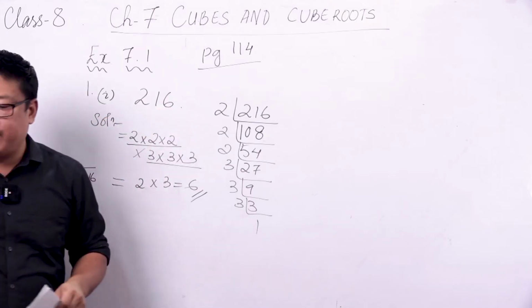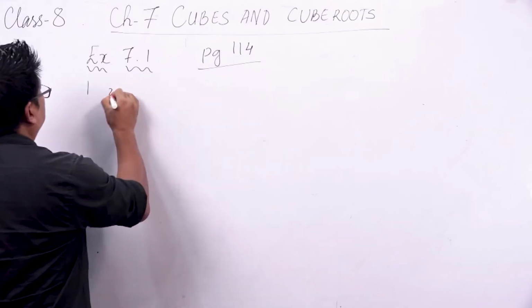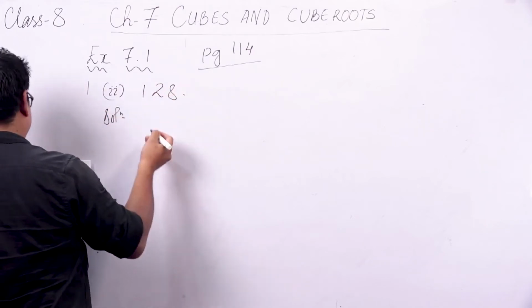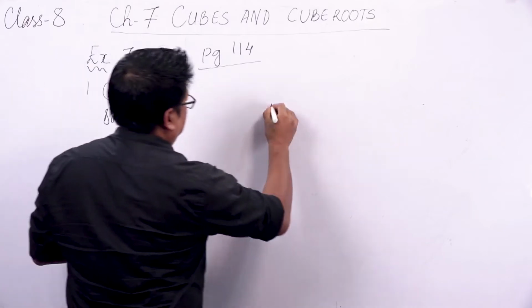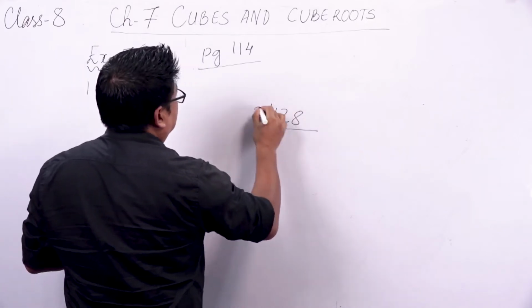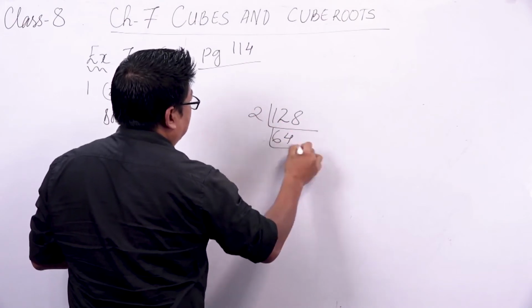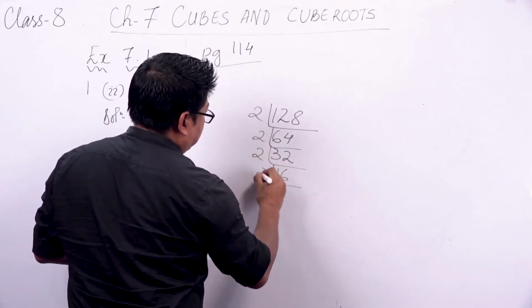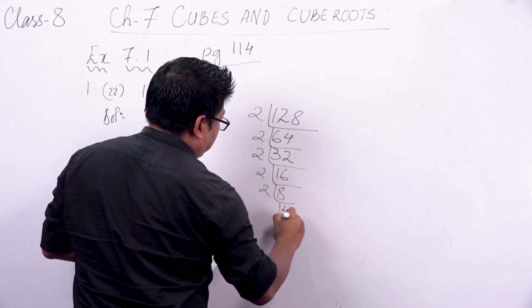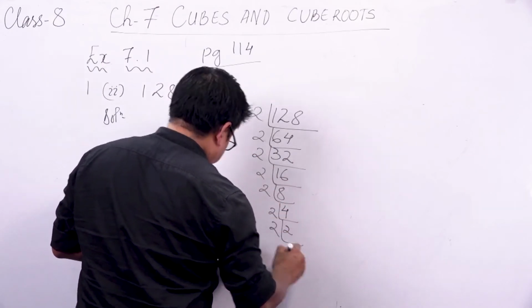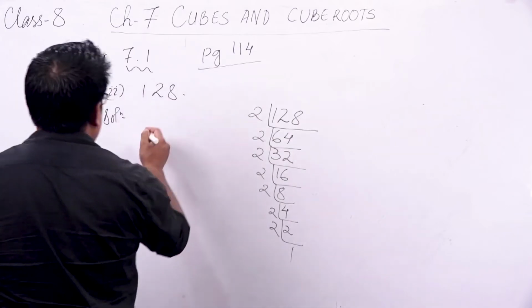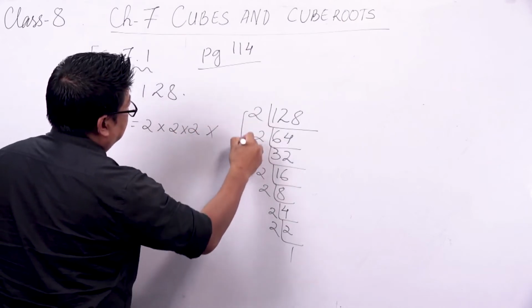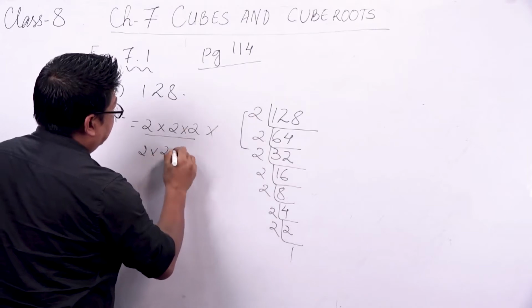All right. Let's try another number. Let's look at 128. Solution. To find the factorization, we first factorize. 2 into 64, 2 into 32, 2 into 16, 2 into 8, 2 into 4, 2 into 2, and 2 into 1. So we're getting 2 into 2 into 2 into 2 into 2 into 2 into 2.